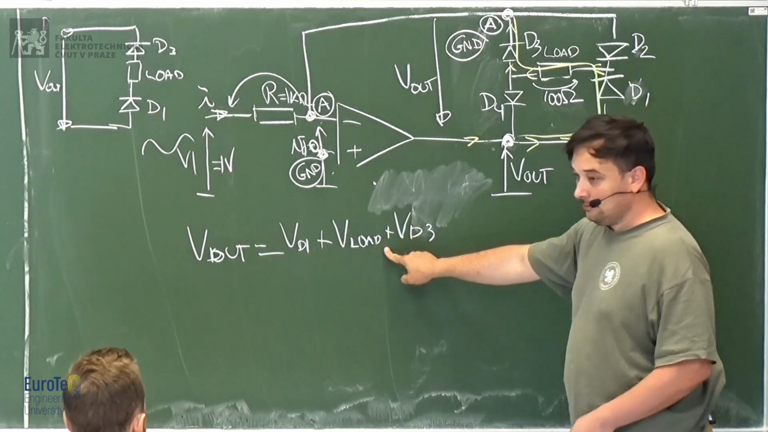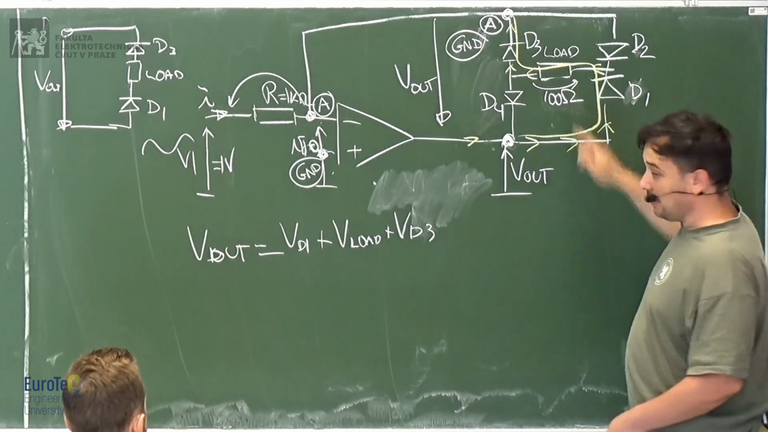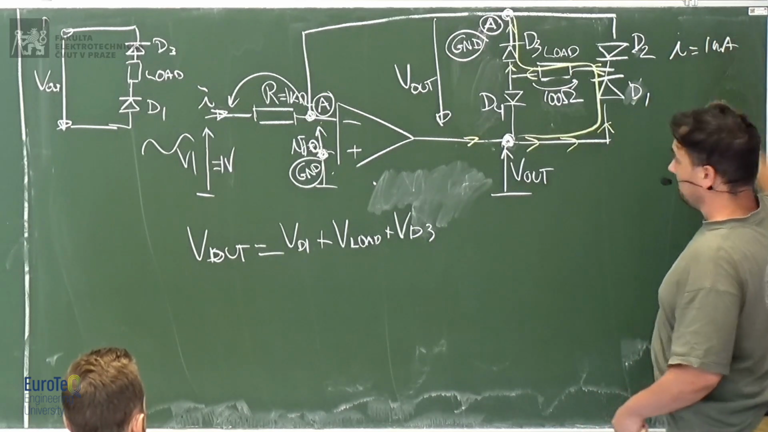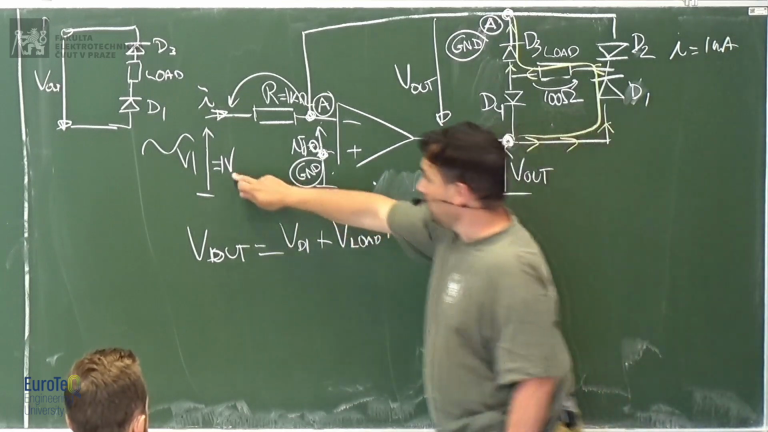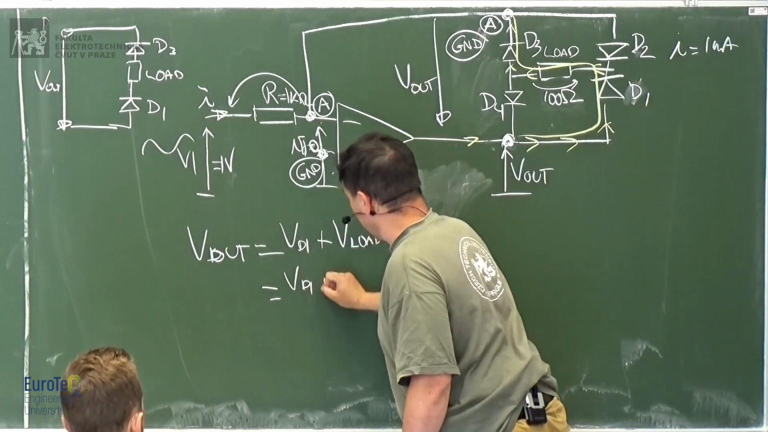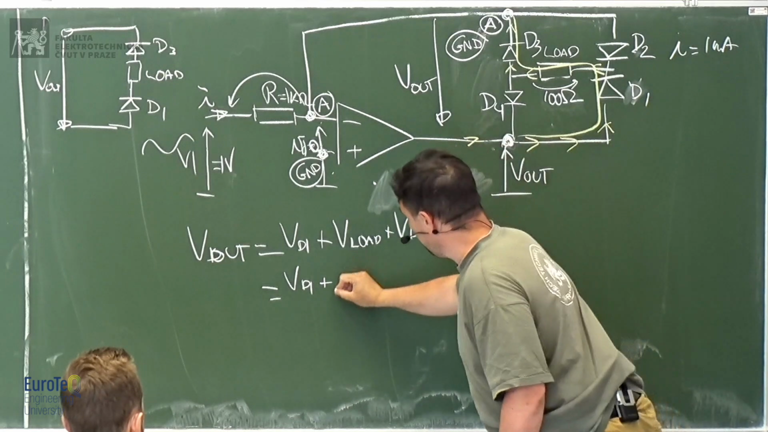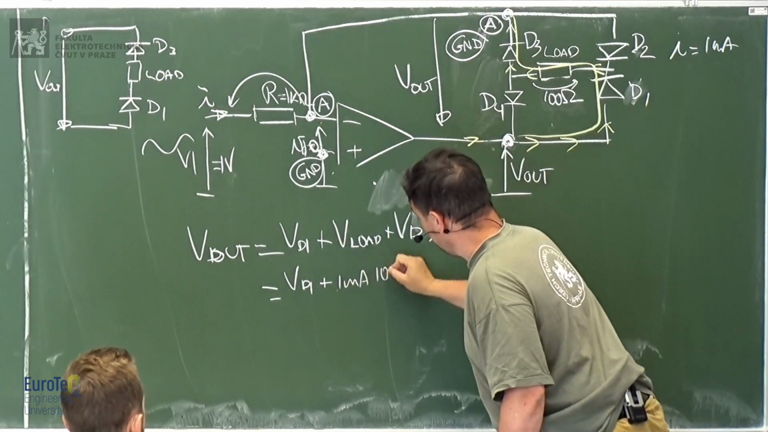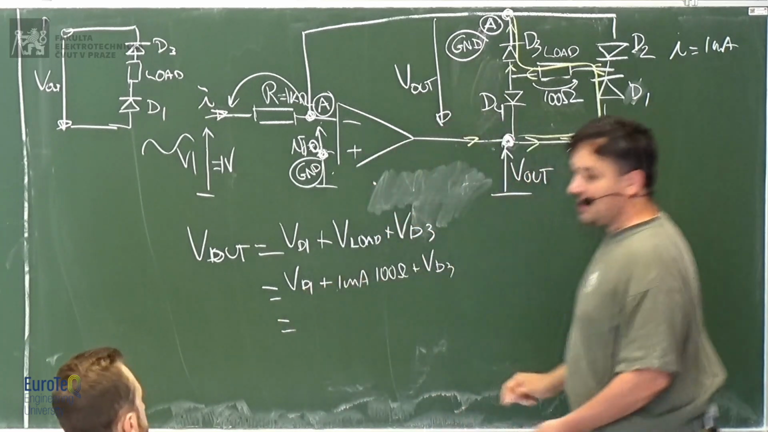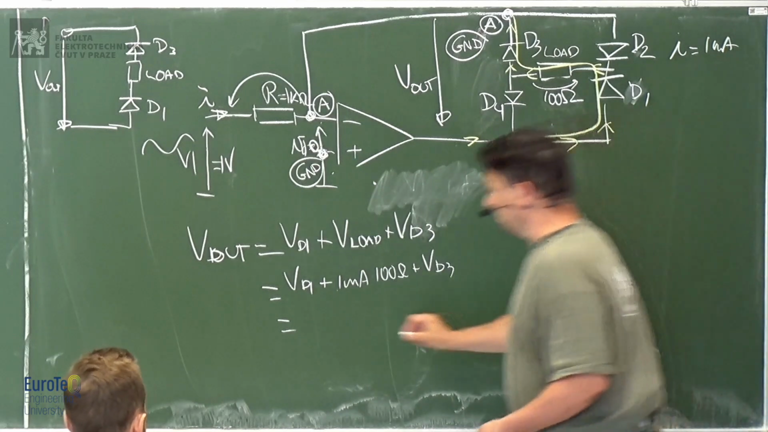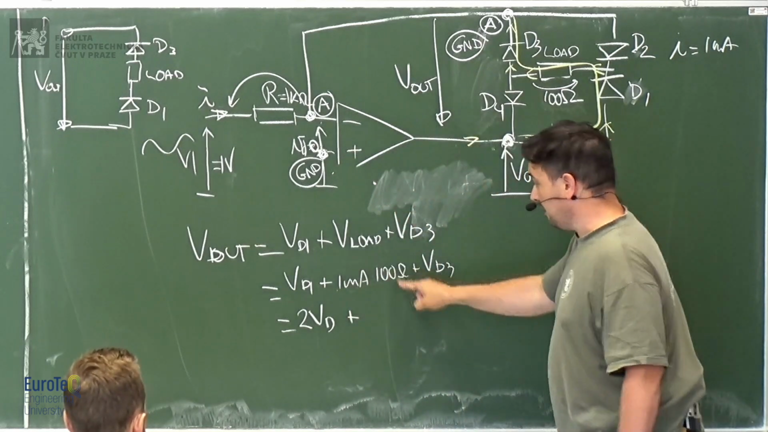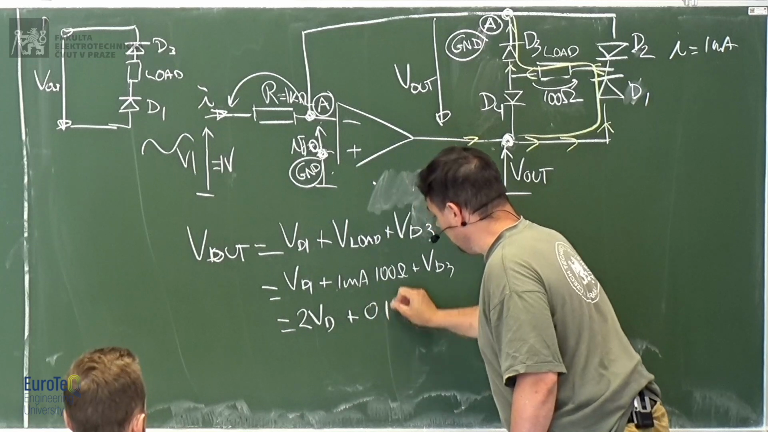Now, this is simple. The load is 100 ohms times the current. We say that the current is 1 milliamp, correct? Because we have 1 volt and 1 kilo-ohm. So it's VD1 plus 1 milliampere times 100 ohms, plus VD3. Let's say that these two diodes are identical. So it's 2 times the voltage on the diode plus 1 milliamp times 100 ohms, which is 0.1 volt, okay?